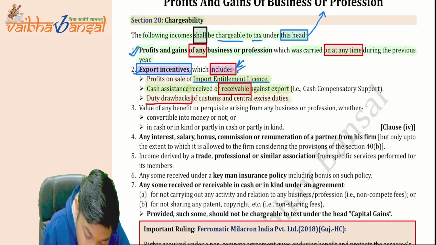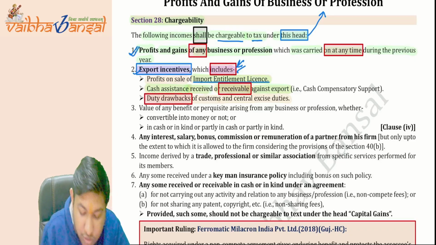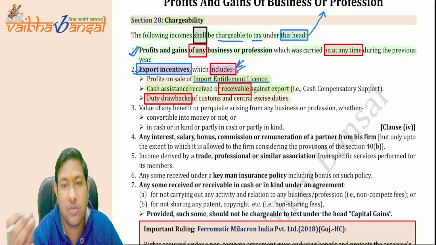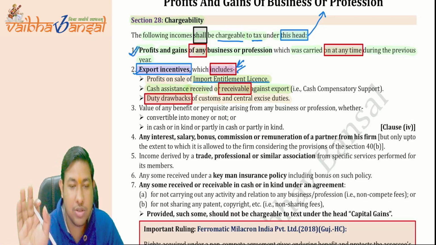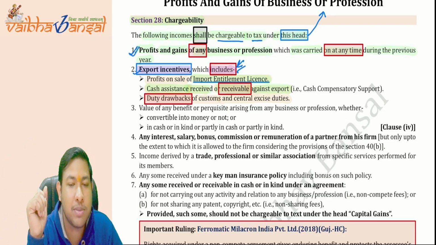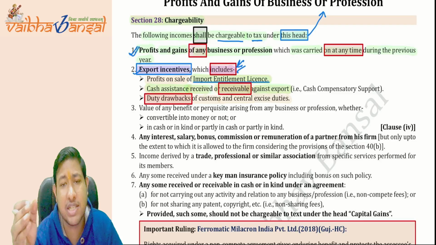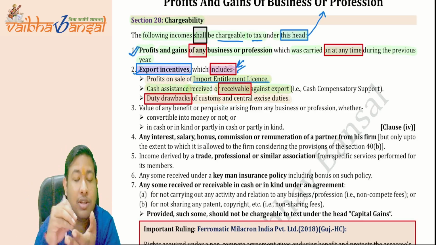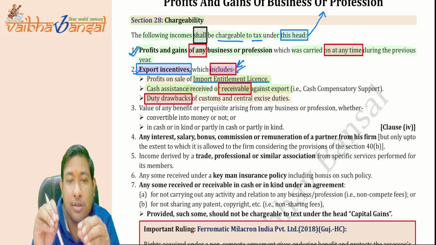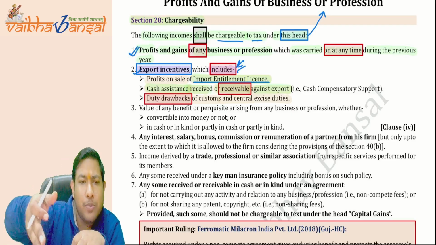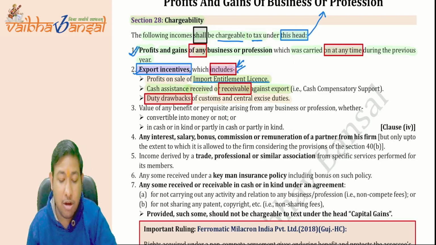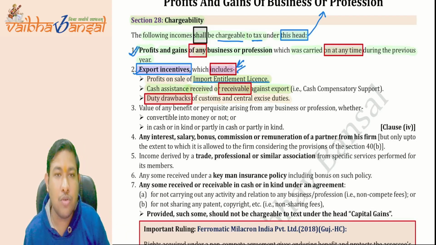Now some duty drawbacks of customs. What is this duty drawback? The government takes some duties on imported things. As you know, if you want to export something or import something, then the government can use the customs power and apply some taxes to you. Suppose for export purposes the government wants to increase the export of a certain product, so what will happen?